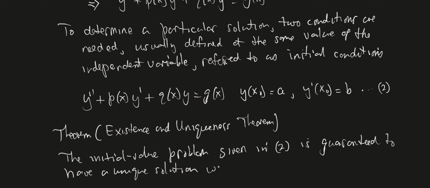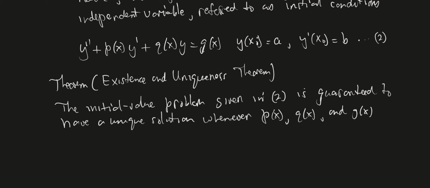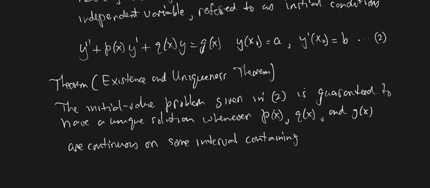whenever P, Q, and G, so whenever P of x, Q of x, and G of x are all continuous on some interval that contains x0. So whenever P, Q, and G are continuous on some interval containing that initial value of x, in this case containing x0.